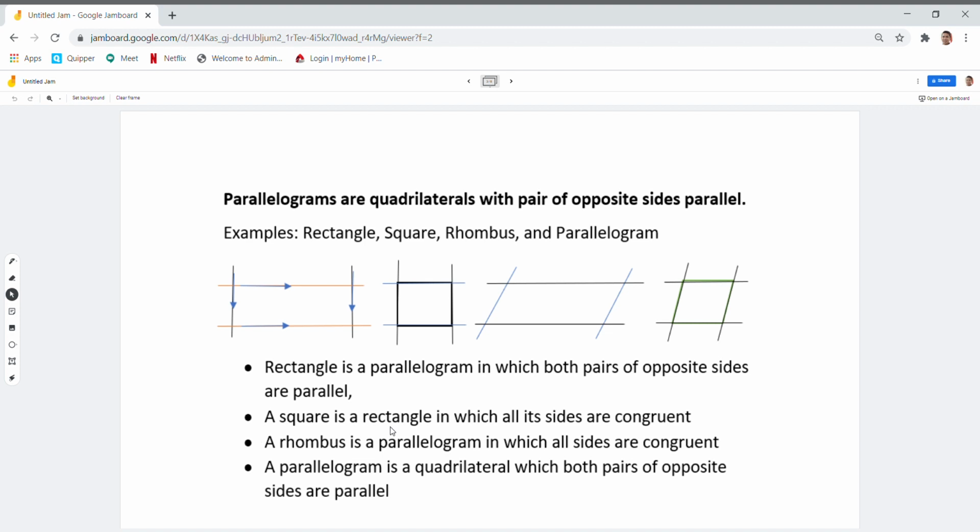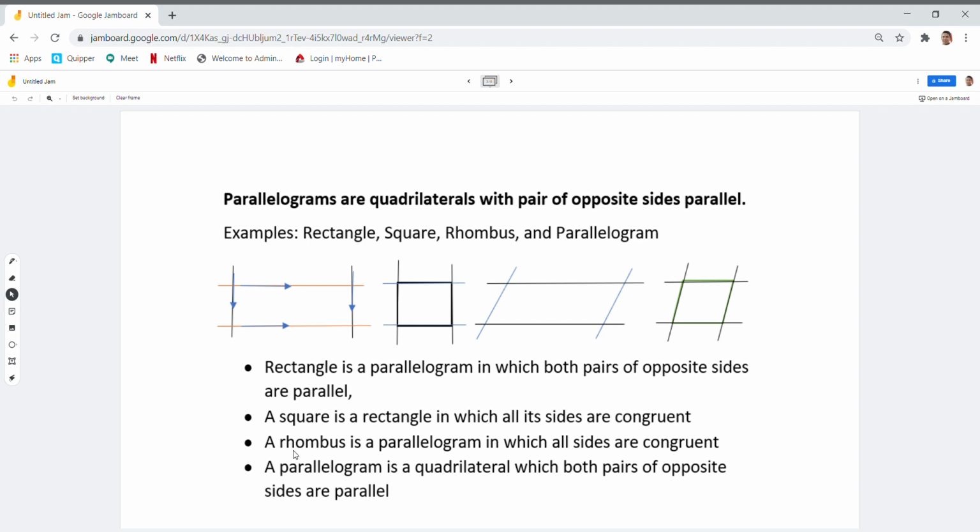Now, a square is a rectangle. Take note, a square is a rectangle, okay, in which all its sides are congruent. Remember, a square is a rectangle, but a rectangle is not a square. Again, a square is a rectangle, but a rectangle is not a square. Take note, a square has all sides congruent. And then a rectangle, if you're going to observe, not all sides are congruent. Only two pairs of opposite sides are congruent.